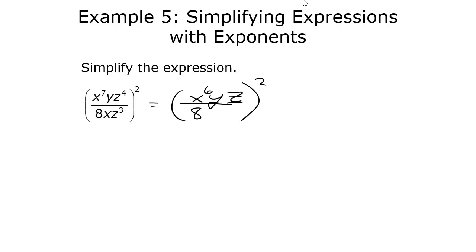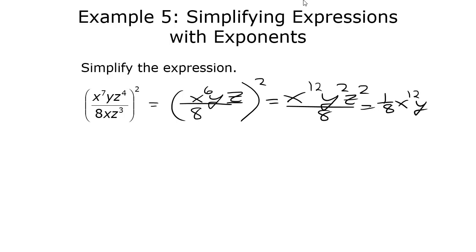And now we can square it. And there's just less work to do. x to the 12th, y squared, z squared, all over 8, which we would probably just write as 1/8 x to the 12th, y squared, z squared. For here, I forgot that this should be 8 squared, so we should change that to 64.